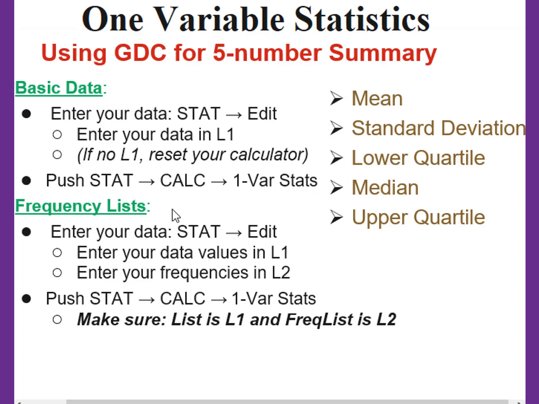In this class, I focus on when we have a frequency list. We need to put the data into stat, then go to edit. We need to put the data value in L1 and a frequency value in L2. Then push stat, calculate. Remember, it's one variable stats. Therefore, press one variable stats, and we will figure out all the values for these 5 properties.